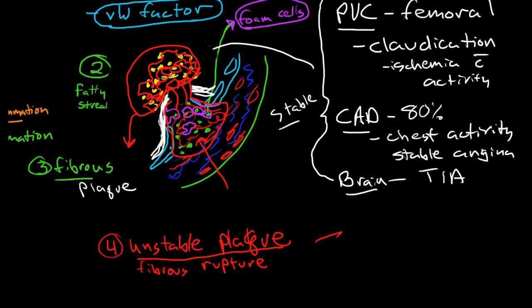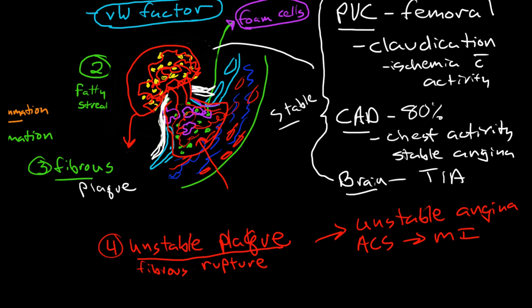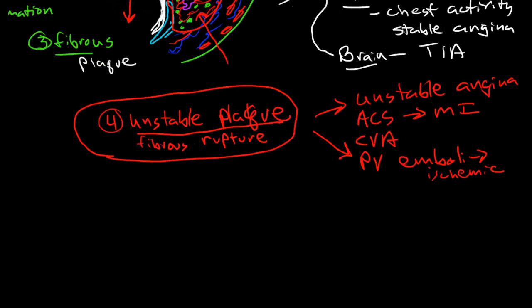So we end up with unstable angina. We end up with other acute coronary syndromes, like an MI. We end up with a stroke. We end up with peripheral arterial emboli, and you'll end up with an ischemic limb, things like that. Okay, this brings me to the end of my discussion of atherosclerosis.